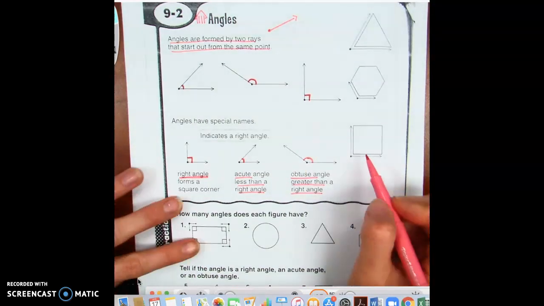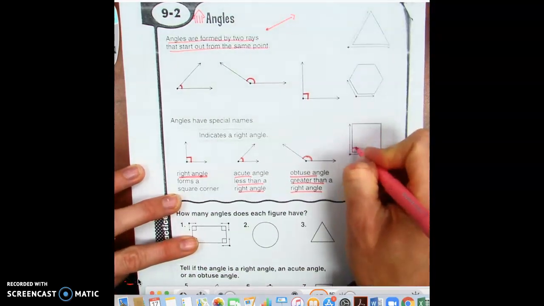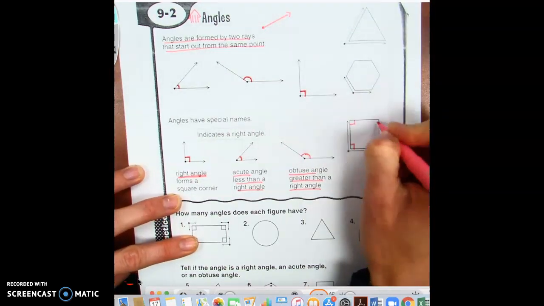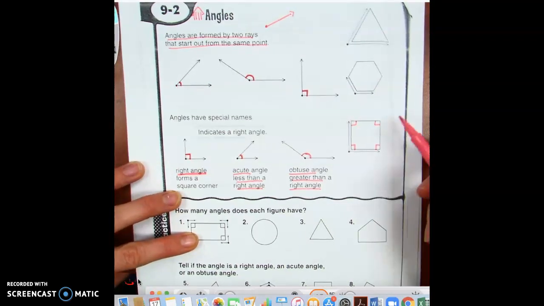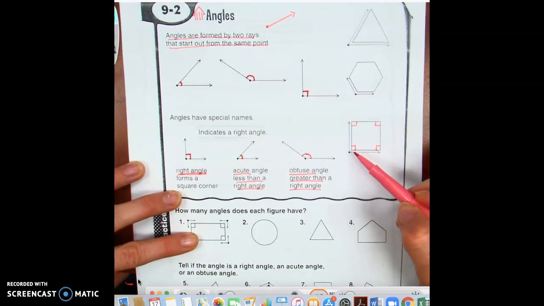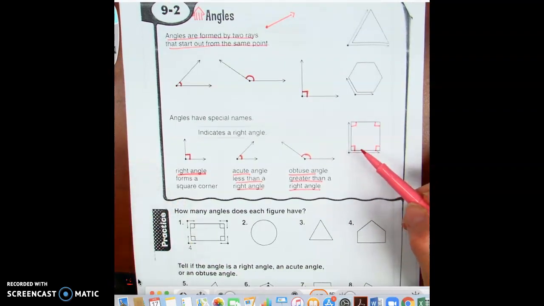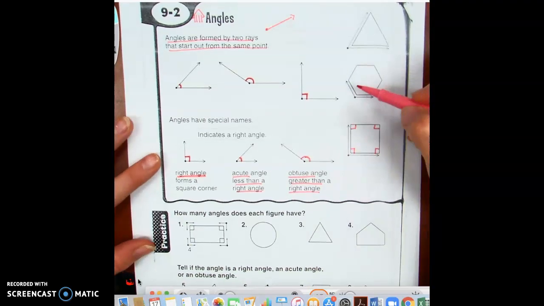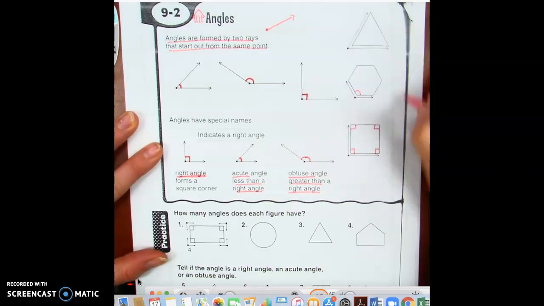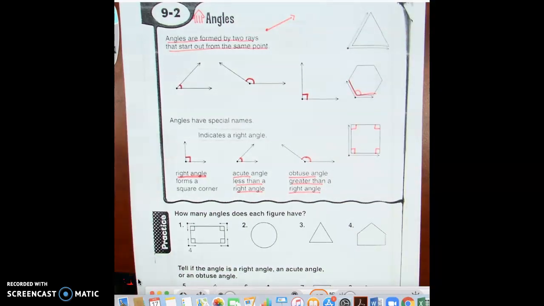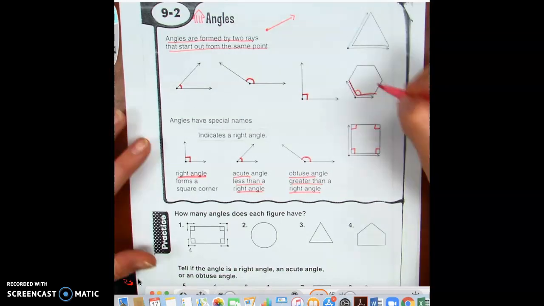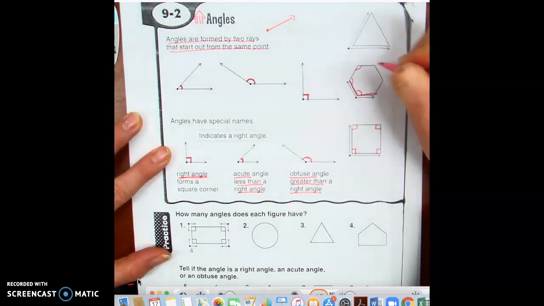If you look at the square here, you can actually make your angles in the corner. And you can see it actually has 4 different angles. And what kind of angles are they? Well, they form a square corner, so that means that they would be a right angle. If you go up to this shape and you're looking at the angle here, you would note that that is going to be an obtuse angle because it's greater than a right angle. So you can also see that shapes have angles.